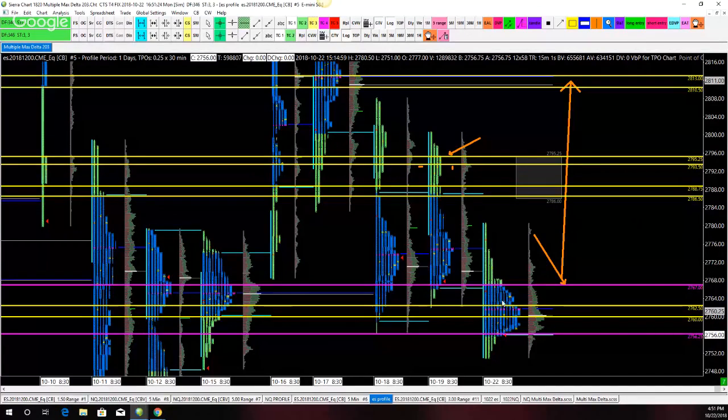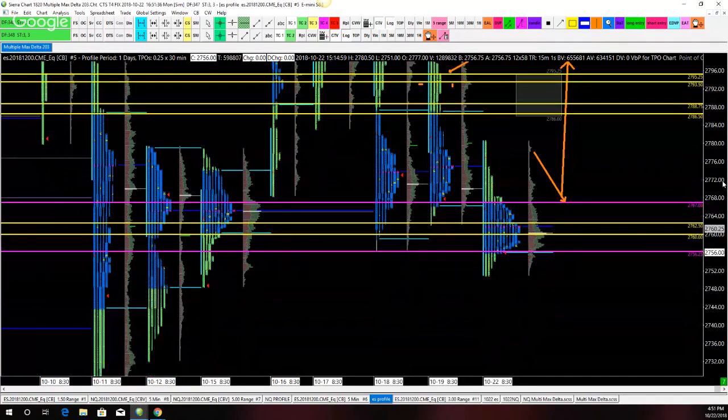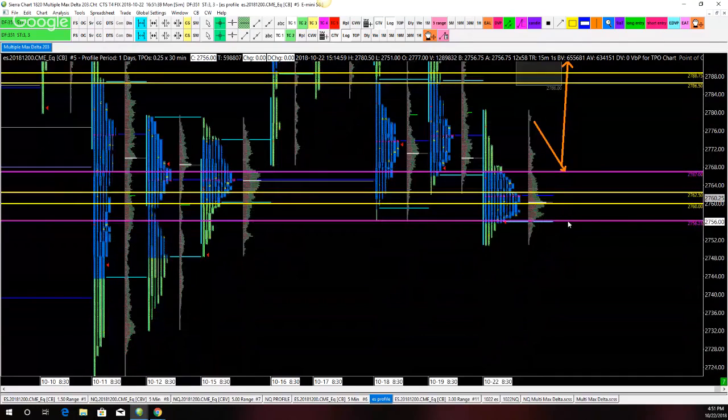Within here, it's inside value. I expect there to be whips both ways instead of getting clear directions. You know, when you're inside the blue area, which is the value area, it's choppy and not easy to get a directional move. It can be done. It's just not easy, right? And then finally, holding underneath 27.96.